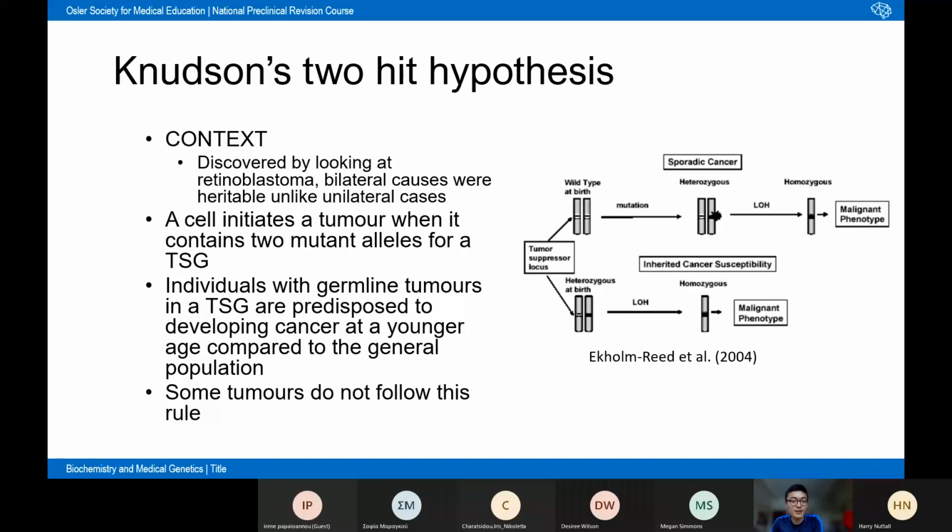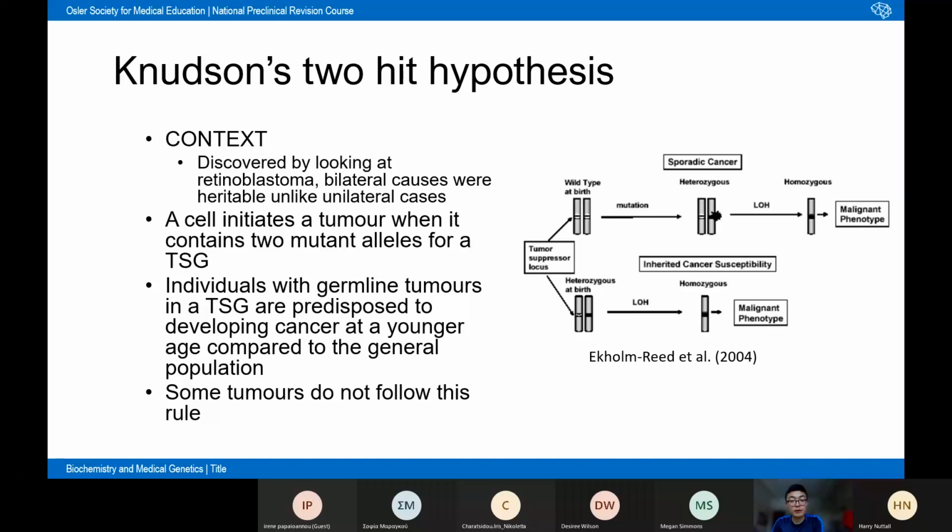If it sounds a bit confusing, hopefully we'll go through it now and that will clarify it. So a cell initiates a tumor when it contains 2 mutant alleles for a tumor suppressor gene. Individuals with germline mutations in a tumor suppressor gene are predisposed to developing cancer at a younger age compared to the general population. If you can imagine, if we need 2 hits for a given locus, if one's already mutated through a germline mutation, then there's a greater chance that a cancer is going to develop. There's inherited cancer susceptibility compared to a sporadic cancer, whereby you need two hits or 2 mutations.